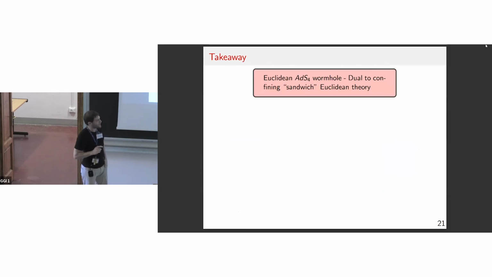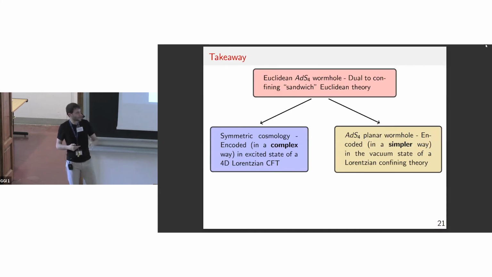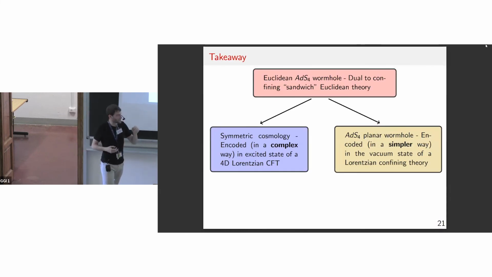Okay, so this is just a quick summary. A takeaway from this talk is that if you have these Euclidean wormholes that are due to these confining theories built up of two 3D CFTs coupled by a 4D CFT, then you can slice open the corresponding path integral in different ways. One way you get these symmetric cosmologies, and they're encoded in a very, very complicated way in this 4D CFT excited state. Or you can slice the path integral open in a different way to get a planar wormhole.